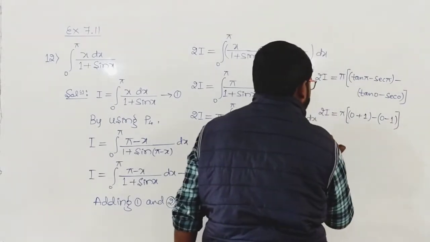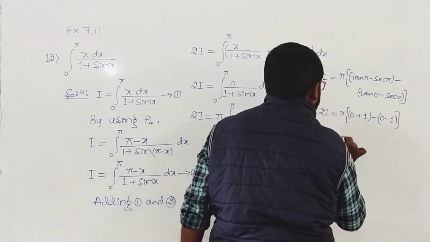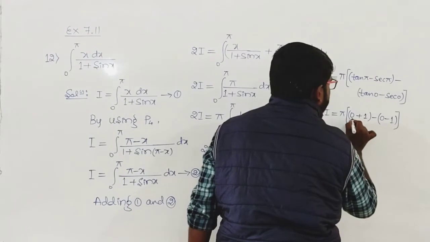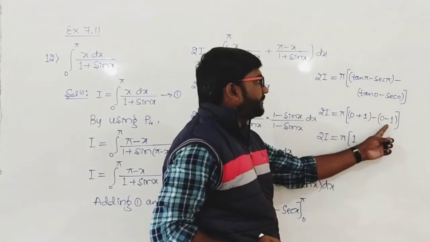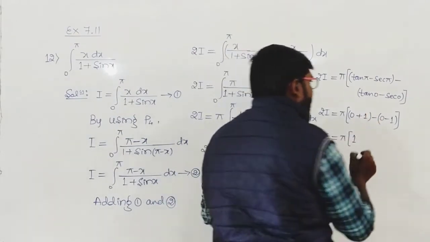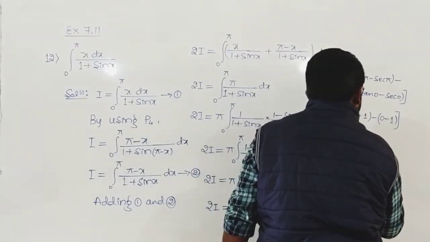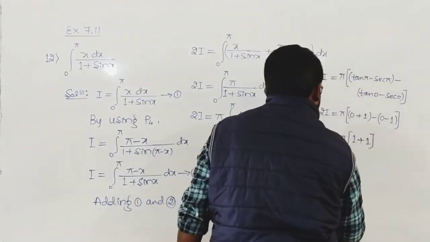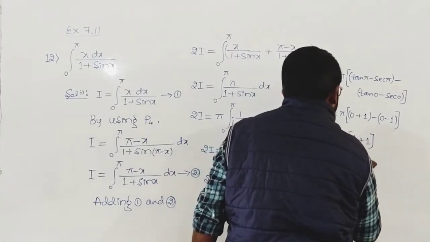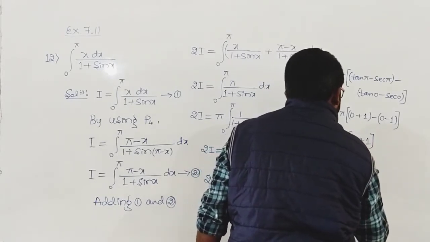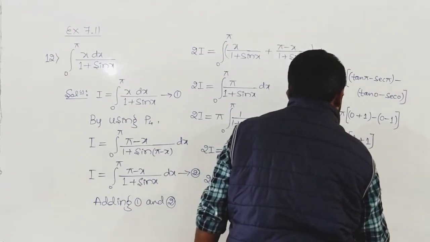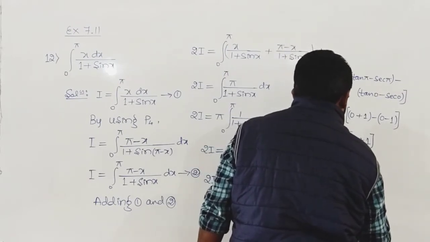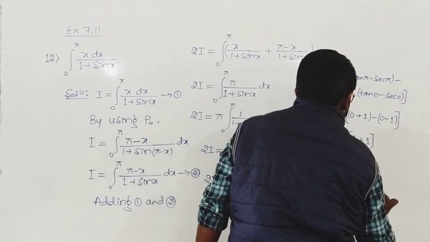So in the next step 2I is equal to pi, then here 0 plus 1 it is 1, then minus into minus. 0 minus 1 will be minus 1. Minus into minus it is plus. We get plus. Then 2I is equal to 1 plus 1 it is 2. We get 2 pi. So 2 get cancelled. I is equal to pi. So this is the answer for the 12th problem.